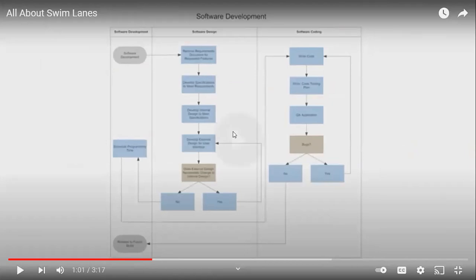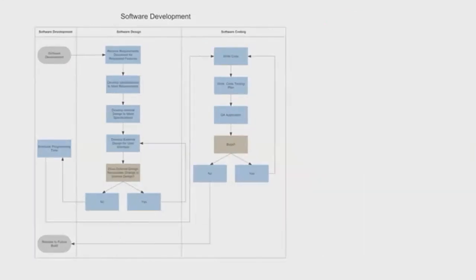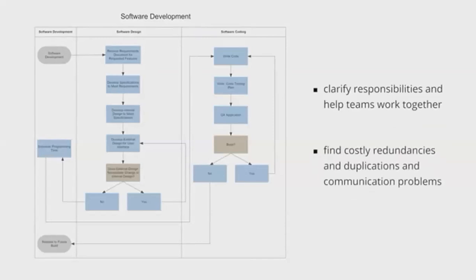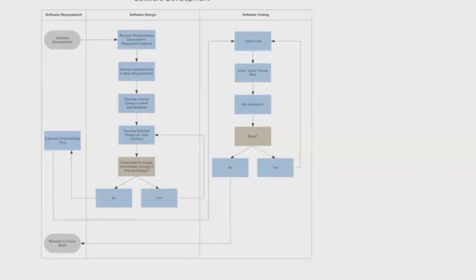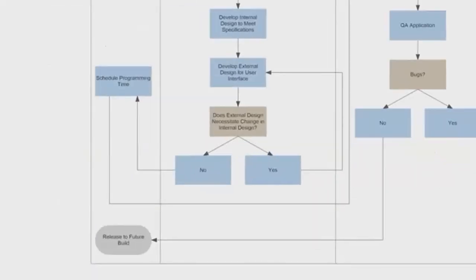During any process improvement initiative, swim lanes help identify not just the bottlenecks in a process, but also who is responsible for them. A swim lane diagram is also useful in clarifying responsibilities and helping teams work together in a world where they often don't fully understand what the other teams do. This may help you find costly redundancies and duplications or gaps and communication problems. Swim lanes can also help you understand deeper layers of complexity in a process.